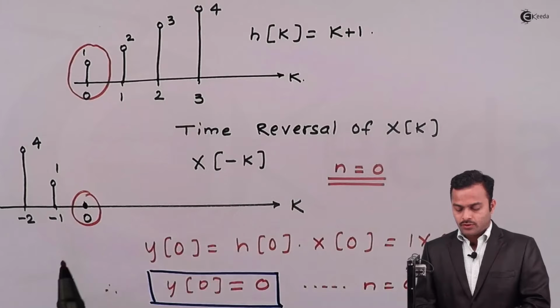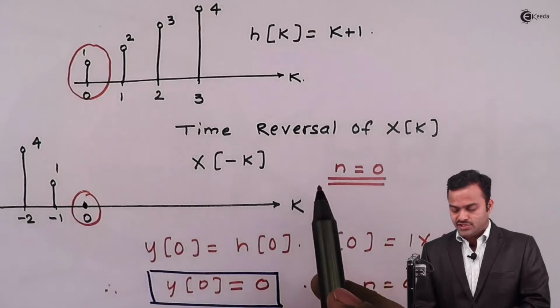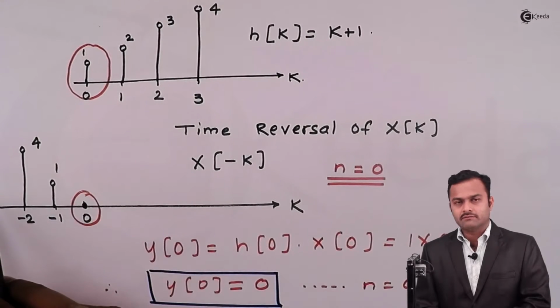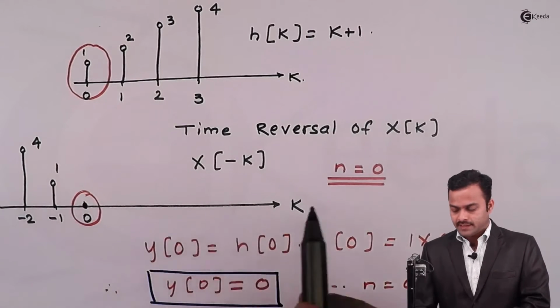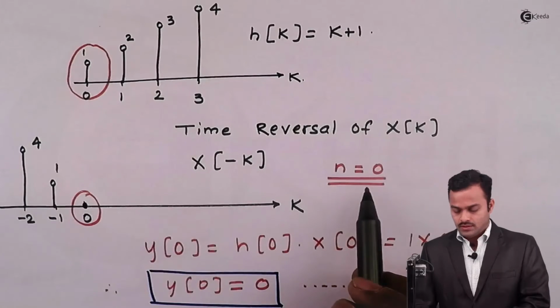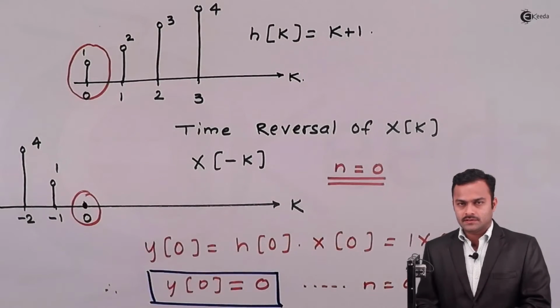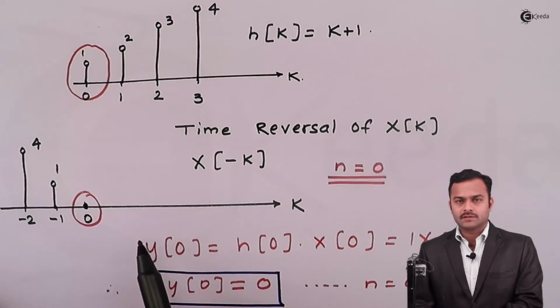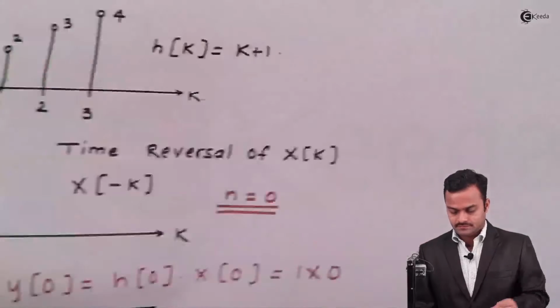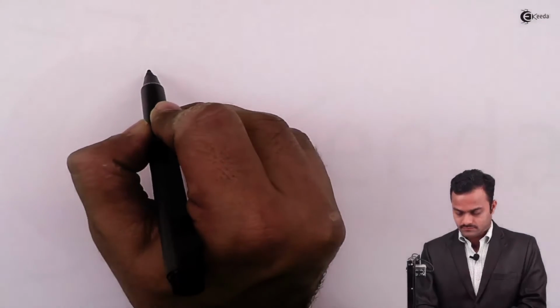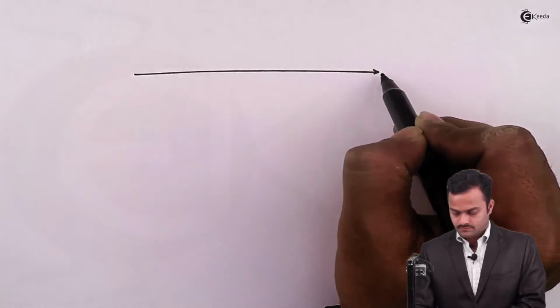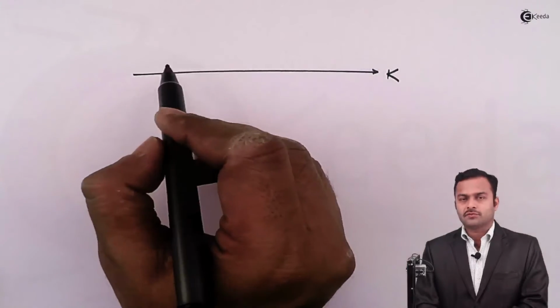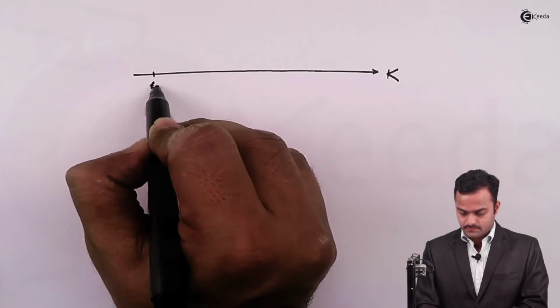Then it is quite obvious that for any shift in this direction, which I consider as a delay, where n is less than 0, I will not get any sample common. I will just show it for 1 or 2 samples like this. So h of k will remain as it is.